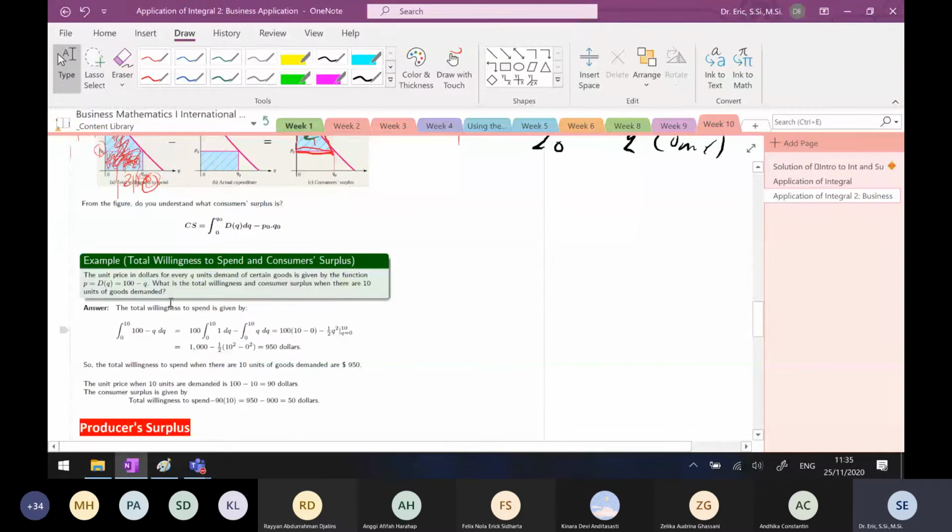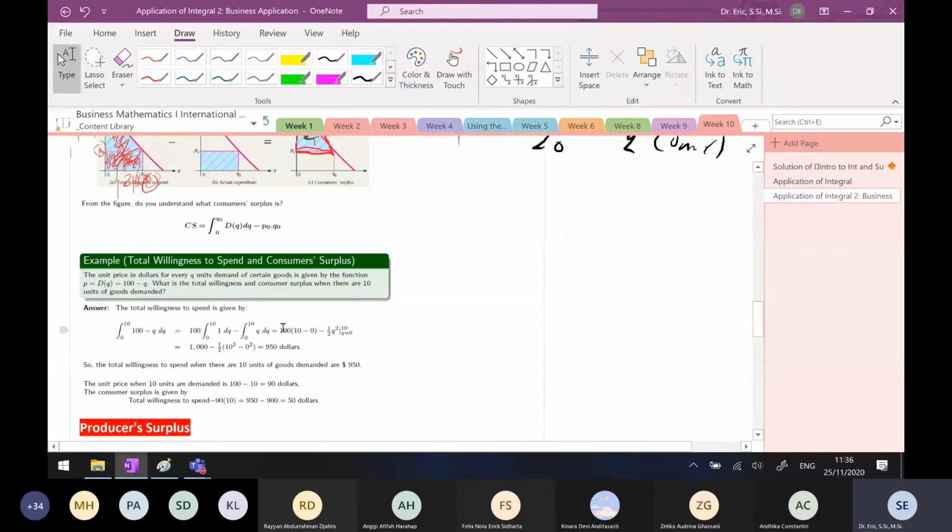The total willingness to spend is the integral from 0 to 10 of the demand function, dq. And the same, 100 times the integral, you can separate this, okay, yeah? And the integral of 1, the antiderivative of 1, is just q. Q evaluated at 0 and 10, you have 10 minus 0. Okay, yeah? Minus the integral of q. What is the antiderivative of q? This is a half q squared. Evaluated at q equals 0 and q equals 10.